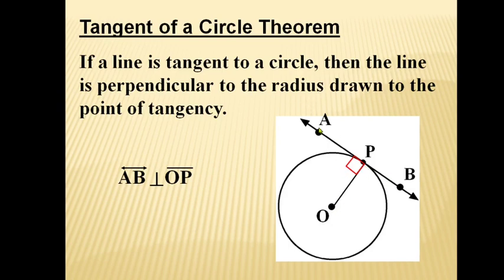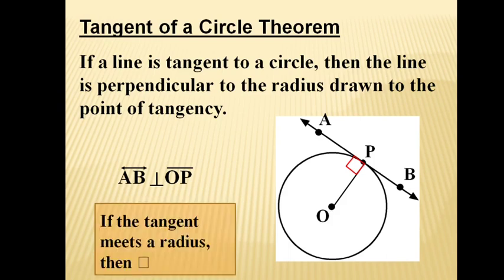So OP is radius, AB is tangent. So here I can say that AB is perpendicular to OP as per the tangent of a circle theorem, or you can call it the tangent theorem. So remember the statement: if a line is tangent to a circle, then the line is perpendicular to the radius drawn to the point of tangency or point of contact. This point of tangency actually refers to the point of contact. In our case, it is point P, which you can call point of tangency or point of contact.